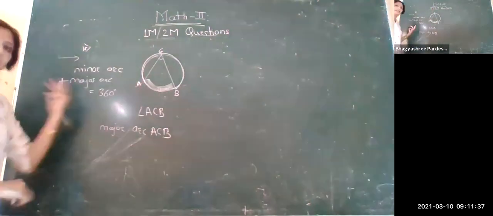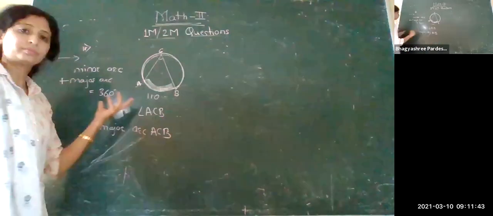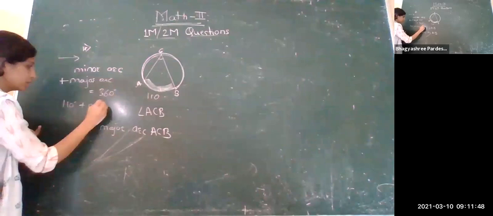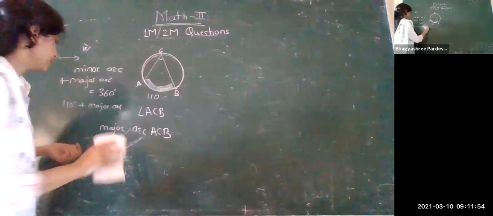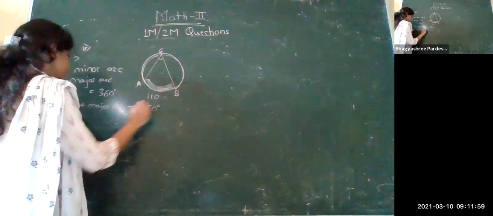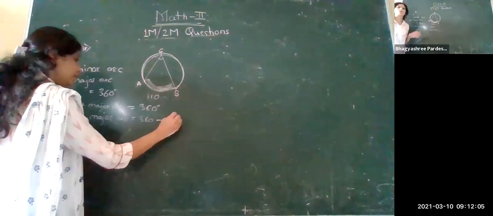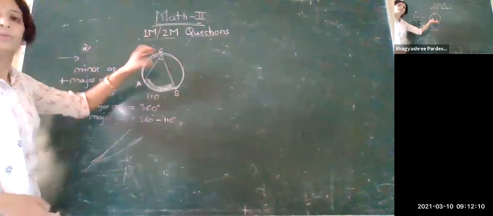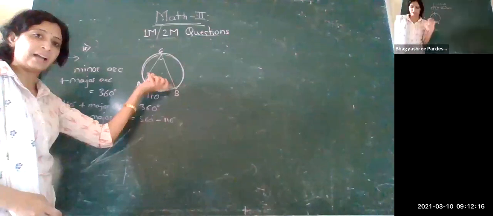Now the rest is the easiest thing. Suppose this is 110 given to us. So minor arc 110 plus major arc equals 360 degrees. And now this is the very easiest one. Major arc equals 360 minus 110. Okay, so this was that. This is another type of question. So you must be clear what you are asked, whether you are asked the angle or the arc. Accordingly, you have to answer the question.